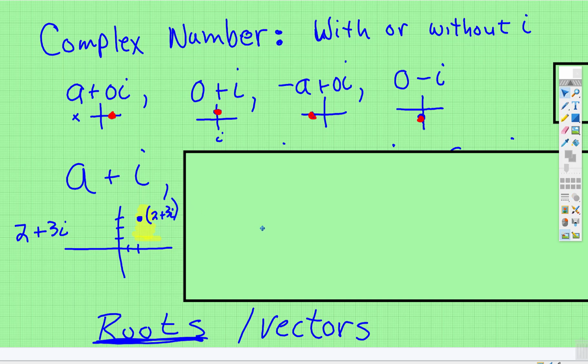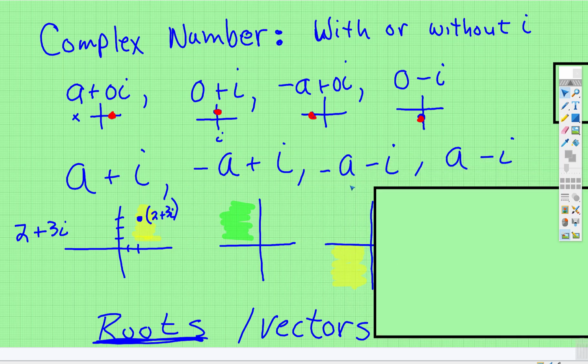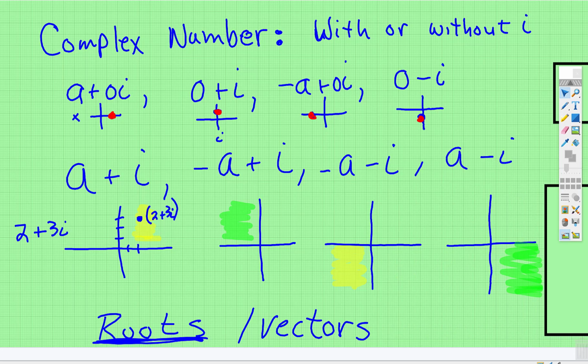All right, then negative a plus i, you're in the second quadrant. Negative a subtract i, third quadrant. And a subtract negative i, you're in the fourth quadrant. Okay, that's just an introduction to how to plot complex numbers on a coordinate plane.